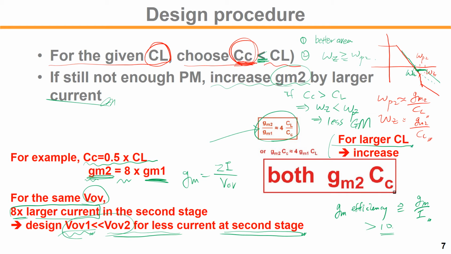And the last point is for larger CL. If you have a larger load capacitance, if you want to drive a larger CL, then we have to maintain this relationship, this relationship still. So if the CL is larger, what you have to do is increase both Gm2 and CC. So this is something that you have to consider when you design the two-stage amplifier.